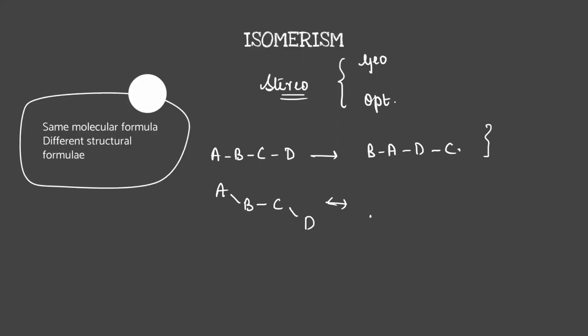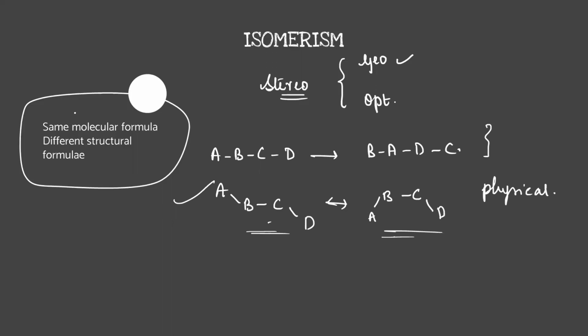Now, I can write it like this. You see, there would be some small difference between these two. There will be some difference in physical properties, but nothing much in chemical properties. So physical properties will be different between these two. So such kind of isomerism is discussed under stereoisomerism. And today our topic is geometrical isomerism.